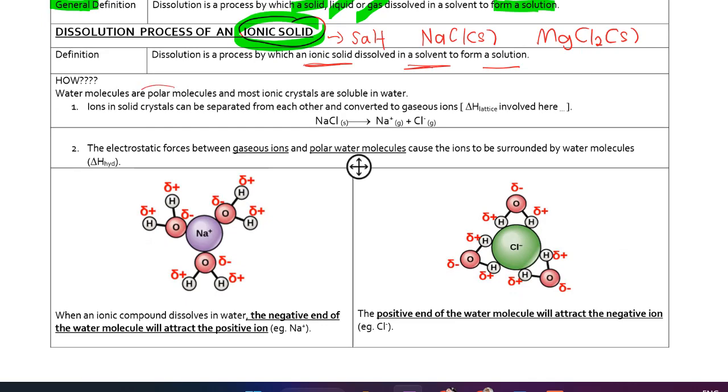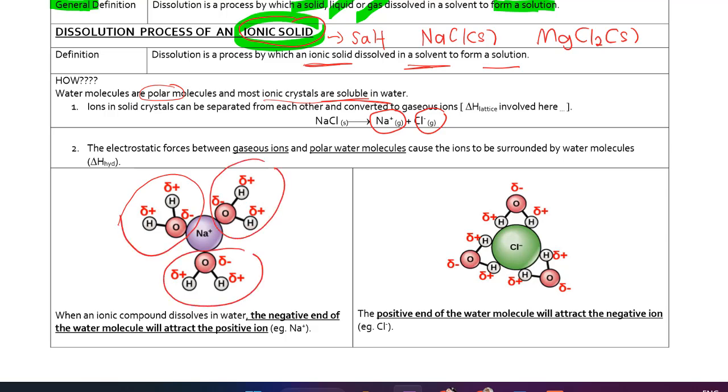Water is a polar molecule and most ionic crystals are soluble in water. So ions in a solid crystal can be separated. So what will happen first? It will be separated to become Na plus gas and Cl minus gas. And then next, these gaseous ions will be surrounded by water molecules.